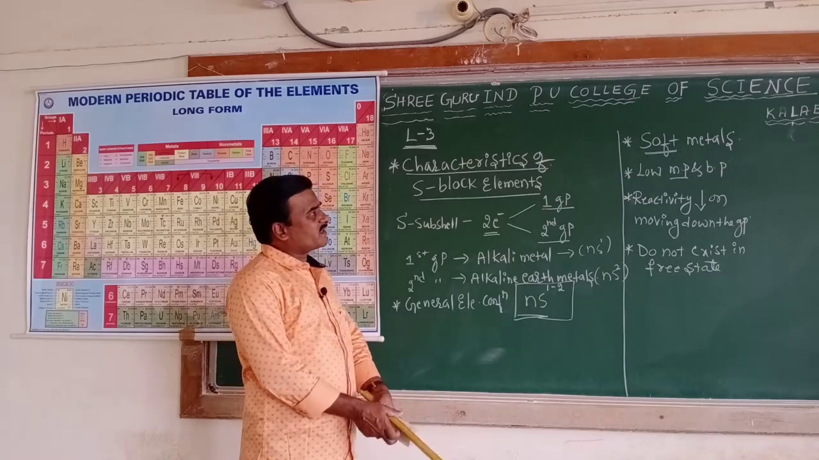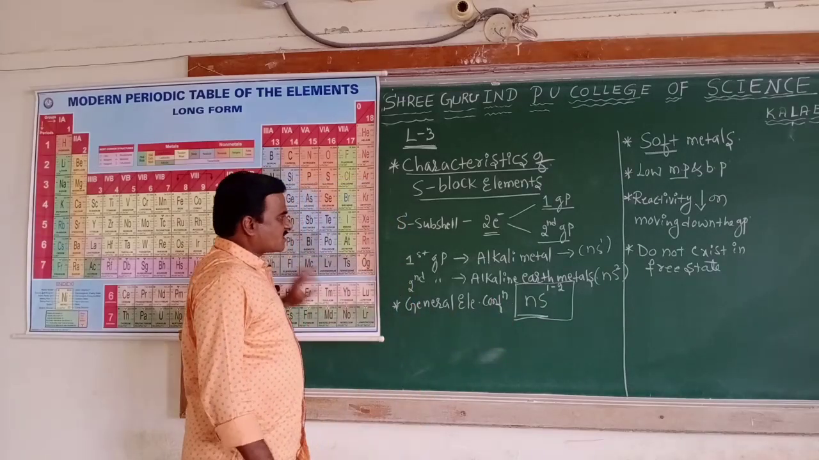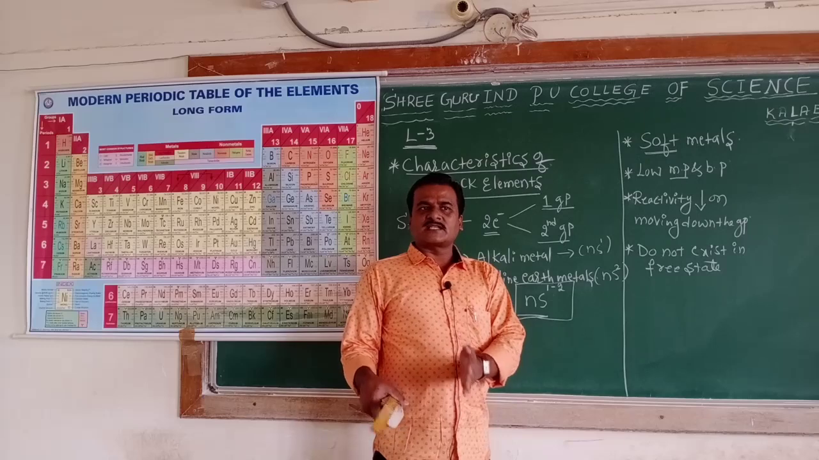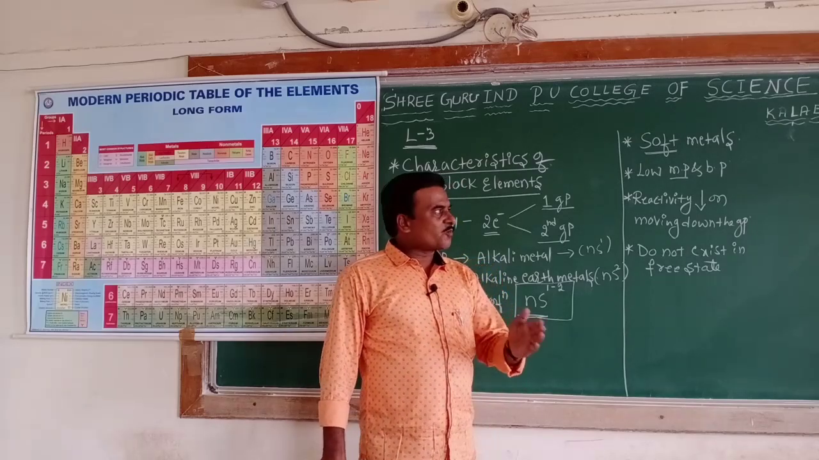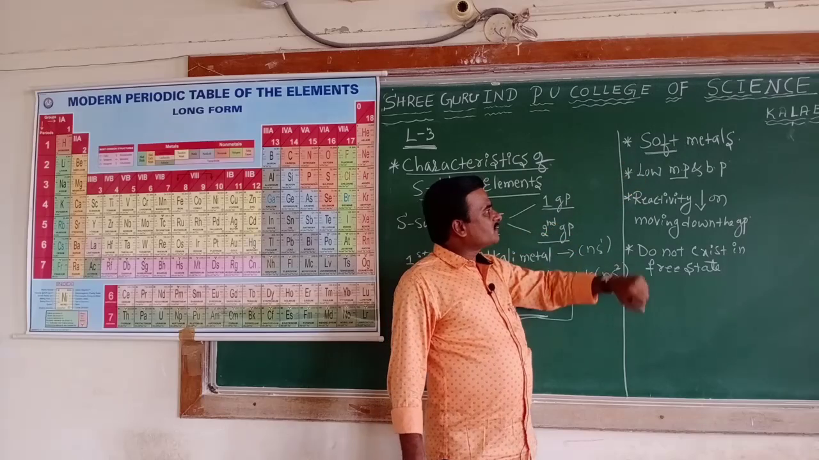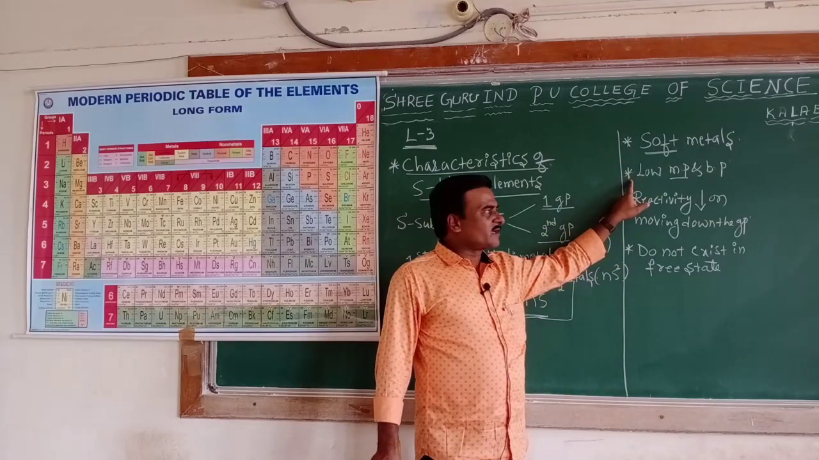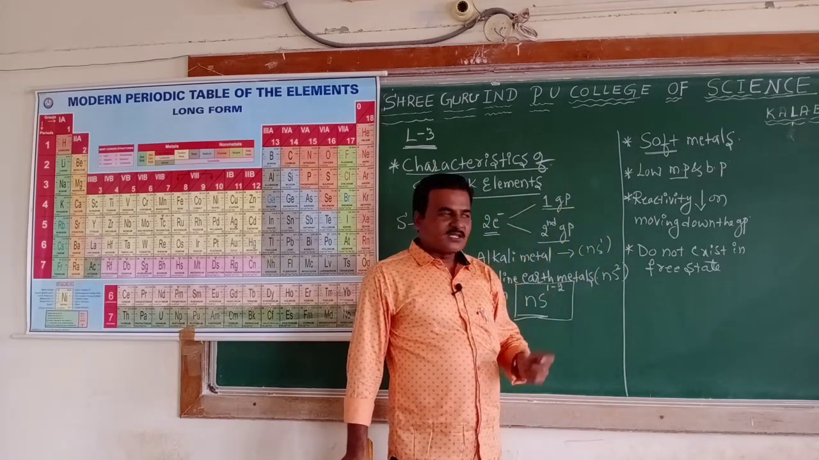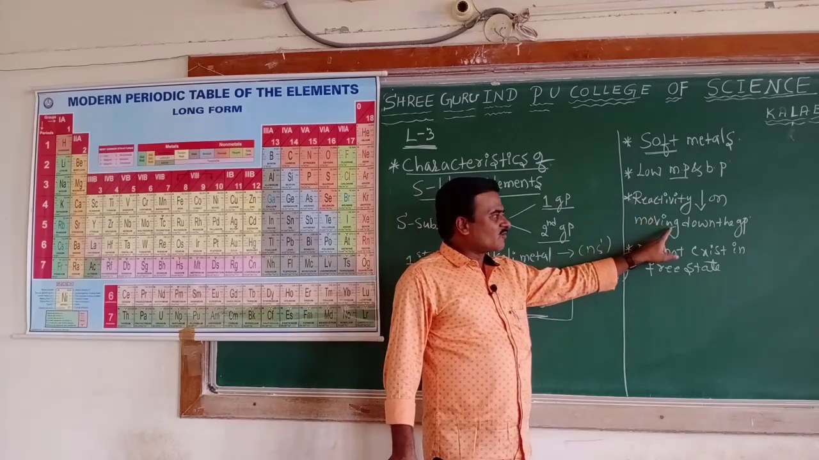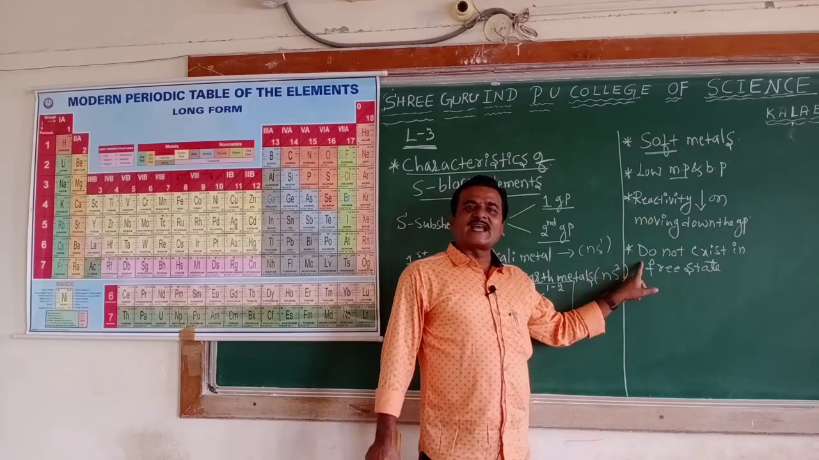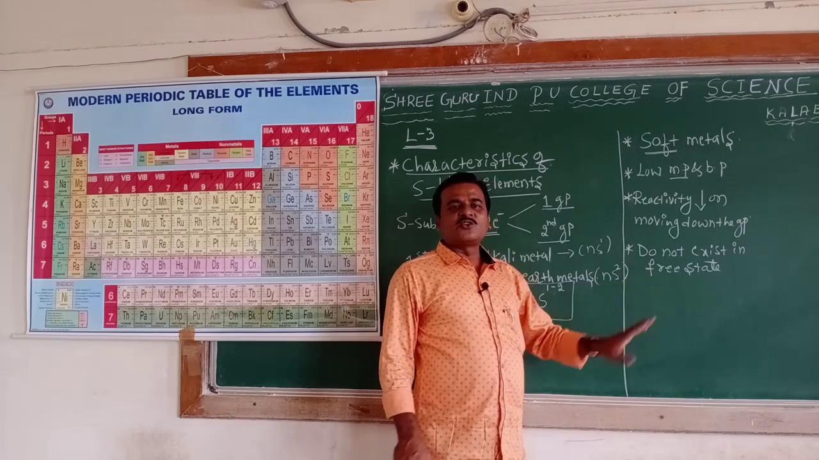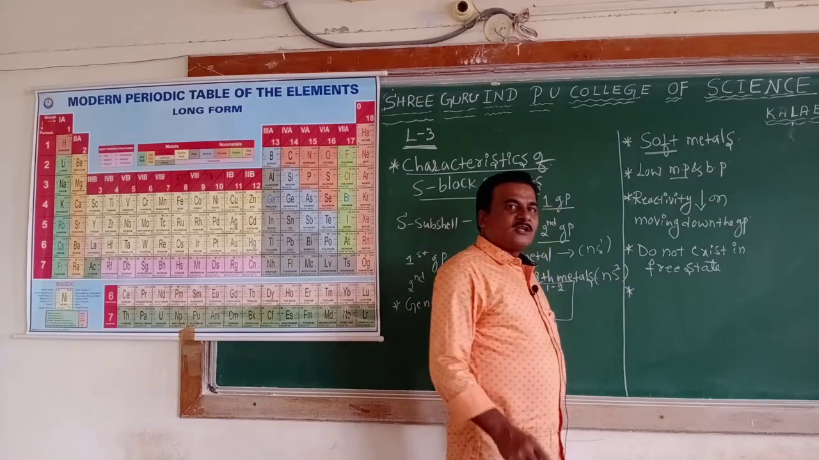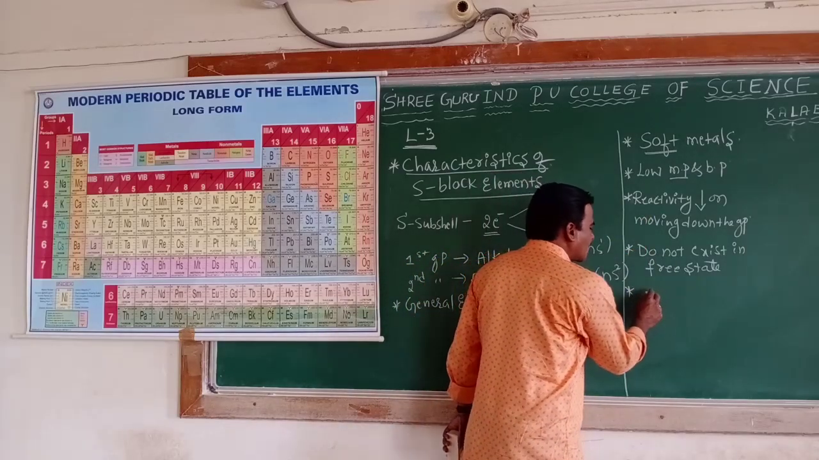Coming to the characteristics further, all the elements of S block, as it contains 2 groups, group 1 and group 2, are soft metals and possess low melting point and boiling point. The reactivity of those elements, lithium to francium, beryllium to radium, decreases on moving down the group. Next, since they are reactive, they do not exist in the free state. And one more point to add here, most of these elements form ionic compounds.